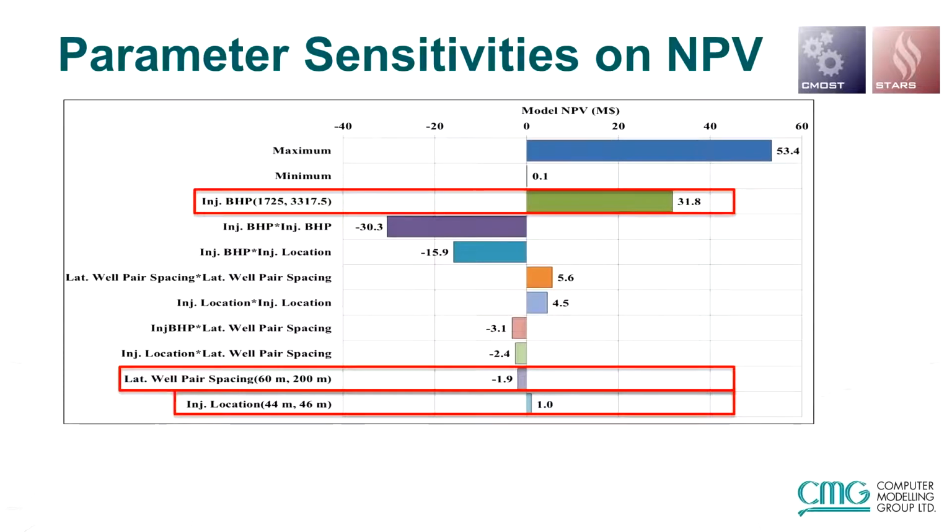Now we ran some sensitivities where we varied injection bottom hole pressure, temperature, the well spacings, and the location of the injector. What we found is that the parameter that had the maximum impact on net present value was injector BHP. As you increase the bottom hole pressure of the injector, you see a higher net present value. So that's the main gist of this slide. And for doing this study, we used the CMOST tool.